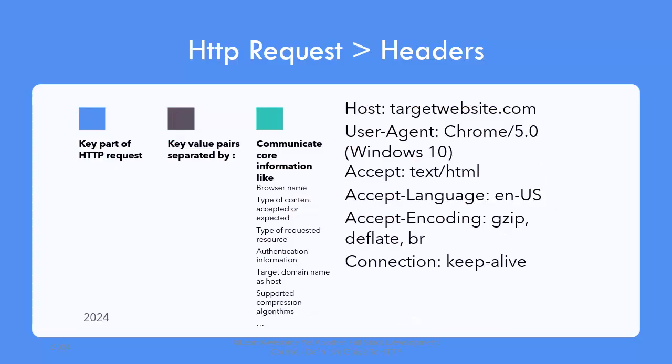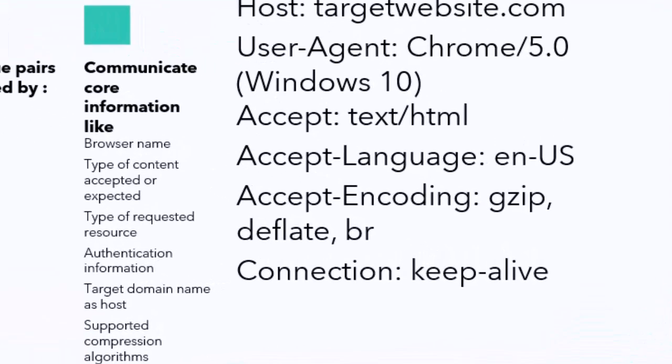Headers are a critically important part of an HTTP request. They are key value pairs sent as part of requests separated by a colon sign. They communicate core information to the server about the client, like browser name and version, which in our case is Chrome version 5, accepted language, which indicates preferred language from a server able to provide content in multiple languages, type of encoding accepted, like we are expecting zipped or broadly included or plain text content, and type of requested resource. They can also contain authentication tokens and other data that server might expect.